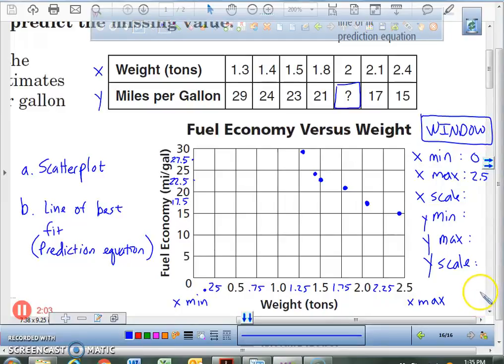Now this is where it gets a little tricky. The X scale is how much is it going up each tick mark here? 0.25. I agree, Zach. 0.25. Now our Y minimum, label it right here. This is your Y minimum. That's a 0. Your Y maximum gets you all the way up to a 30, but your Y scale, every single one's going up by what? 5. So put Y scale 5.